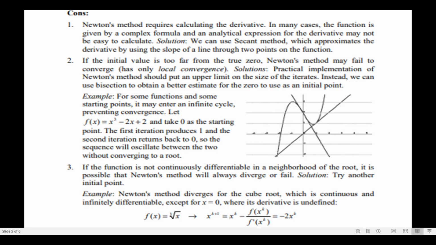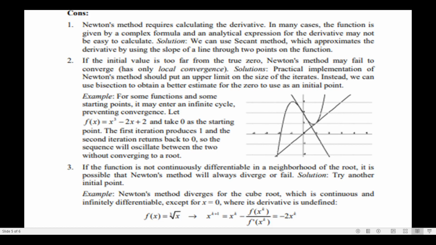For example, for some functions and some starting points, it may enter an infinite cycle preventing convergence. Suppose f(x) equals x cubed minus 2x plus 2 and you take 0 as the starting point. The first iteration produces 1 and the second iteration returns back to 0. So the sequence will oscillate between the two without converging to a root. There is a problem like that.